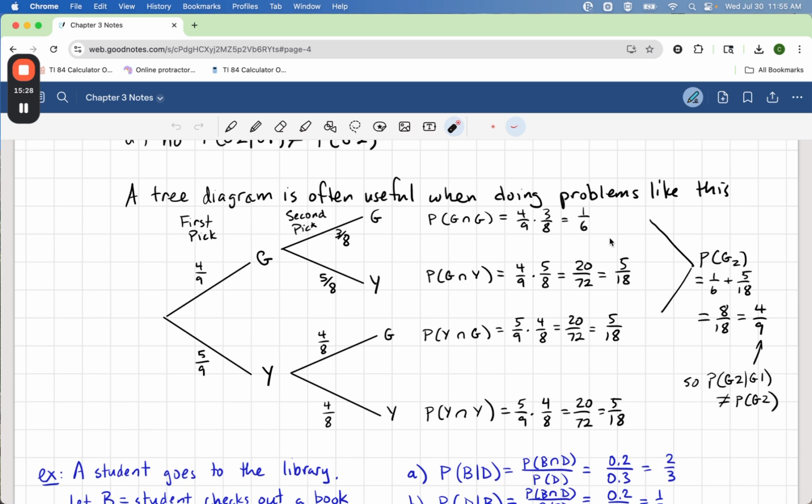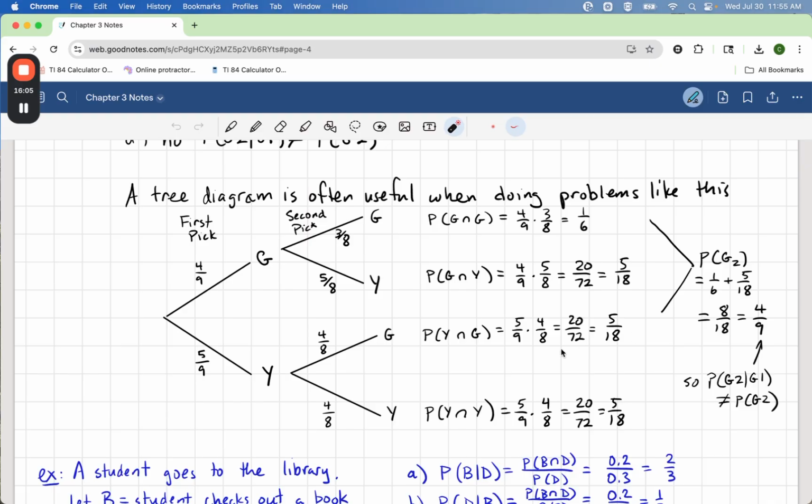That's the probability of 2 greens. A green then a yellow is 5/18. A yellow then a green is 5/18. And then 2 yellows is 5/18. All right. So notice the probability that you draw a green one on the second one is going to be these 2 guys added together. So 4/9 is actually the probability you draw a green one on the second draw. So that is not equal to 3/8. So therefore, we don't have independence.